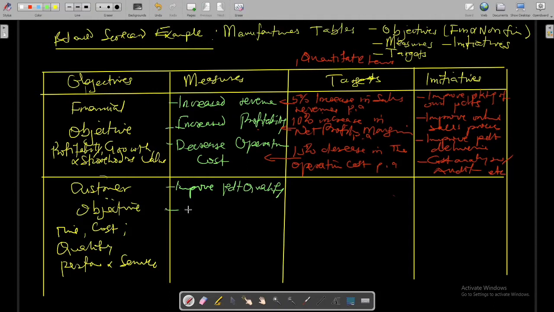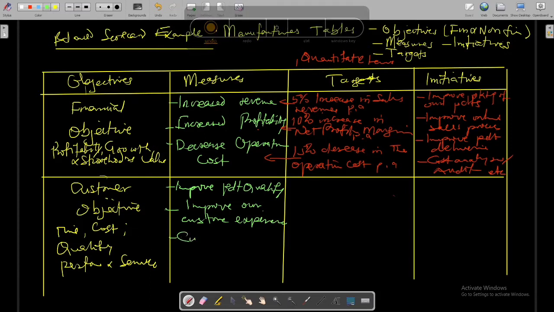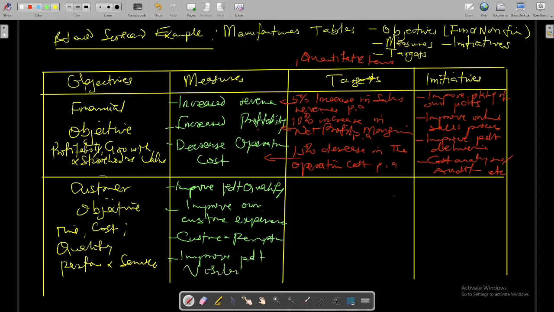Then the second measure that we can use is improve our customer experience. How can we improve? So we set measures to improve customer experience. Then we look at improve market perception, so customer perception of our product. Then the last one is improve product visibility. So these are the measures that we've set for ourselves.